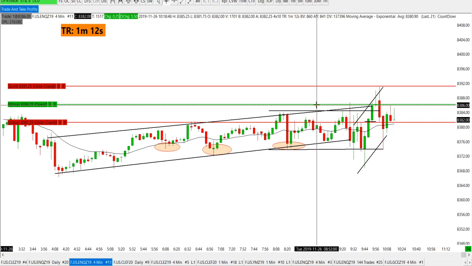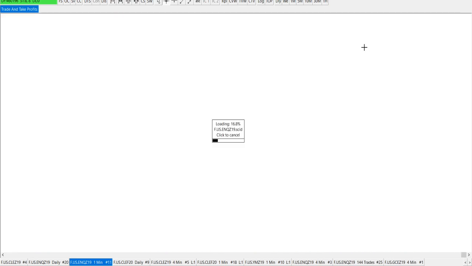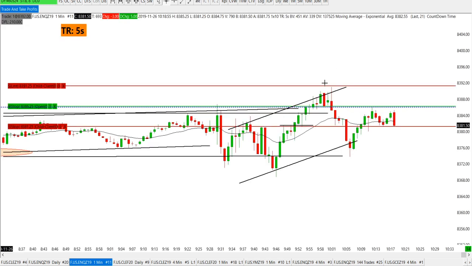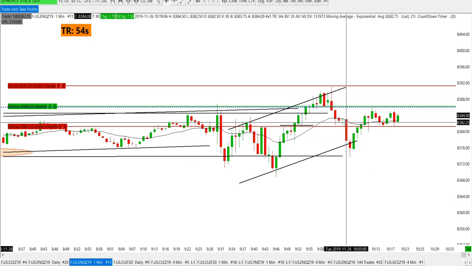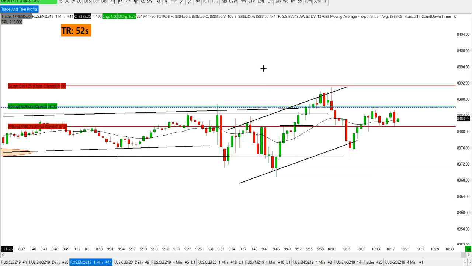All right, sellers coming in. So sellers came in right here. So we didn't get filled. Definitely didn't get filled at all. Oh, well, we might get filled right now. I don't know yet.